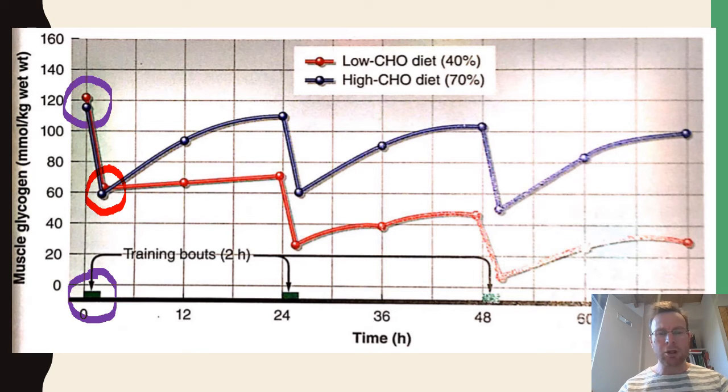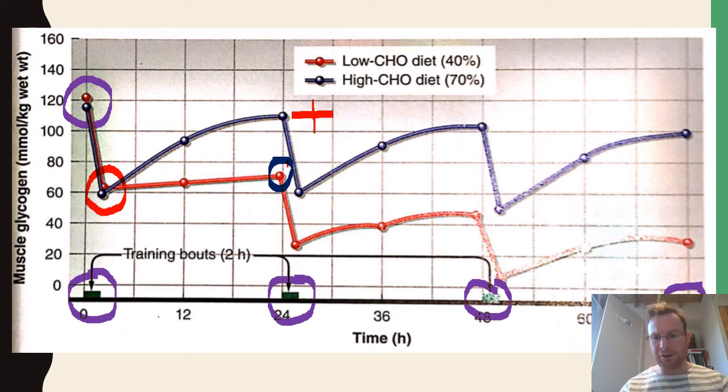Now they have another bit of exercise planned 24 hours later, and then 24 hours after that, and then finally 4 hours after that. Now what you should see is at that second bout of exercise, my high carbohydrate diet person is up here, their glycogen stores are much higher. My low carbohydrate person, in a slightly different colour, is down here.